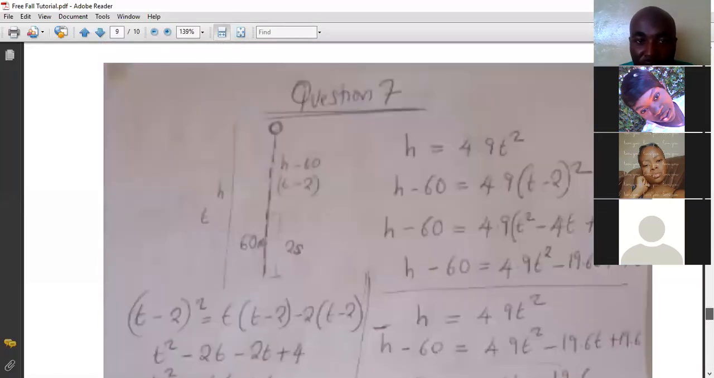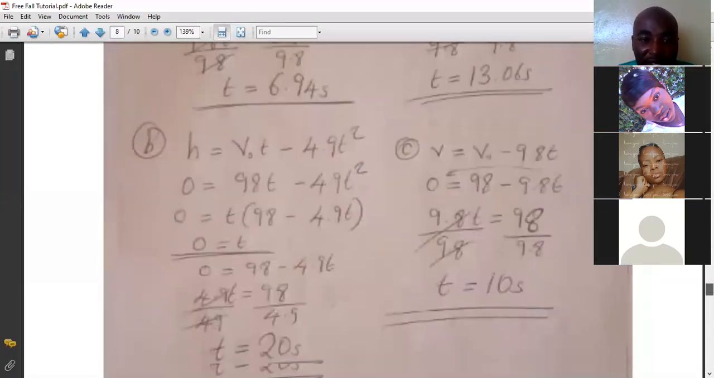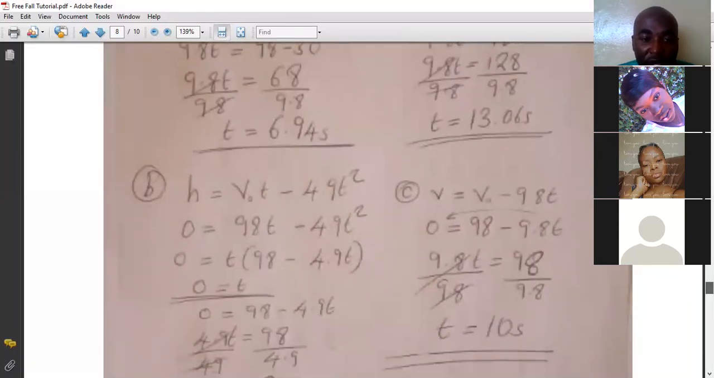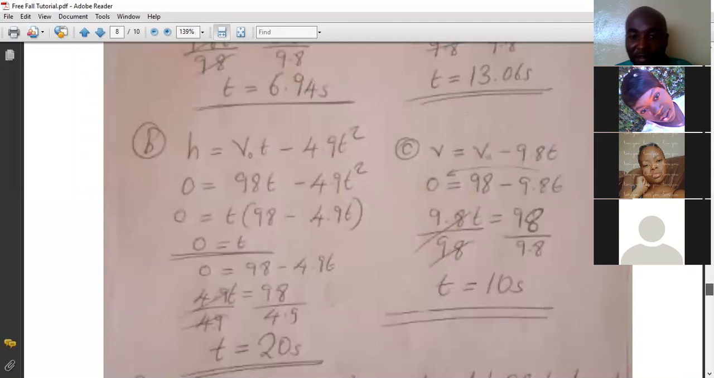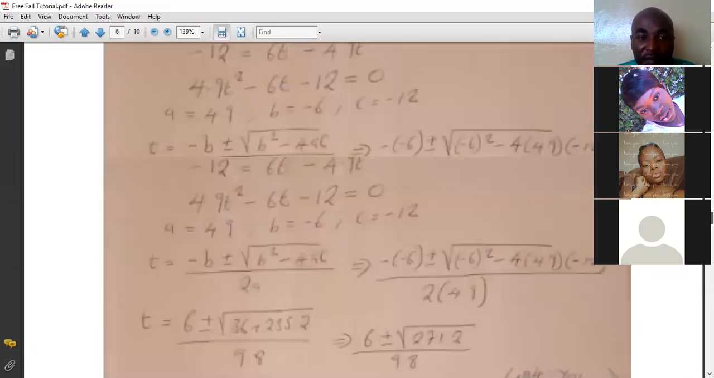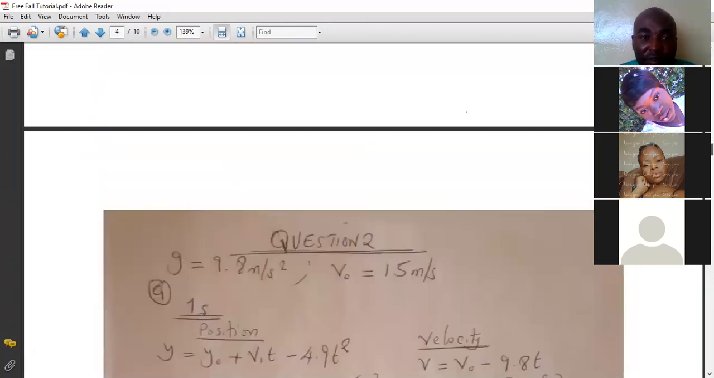So you will come to question 6. When is the velocity of the boat 0? Then we change, we just switch.